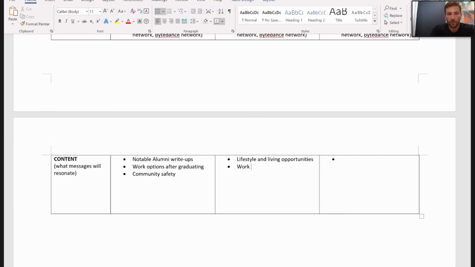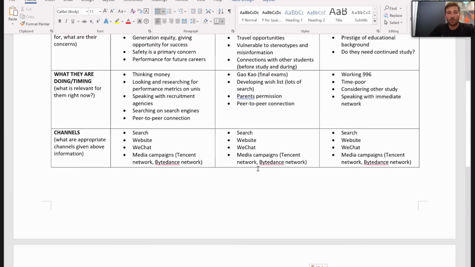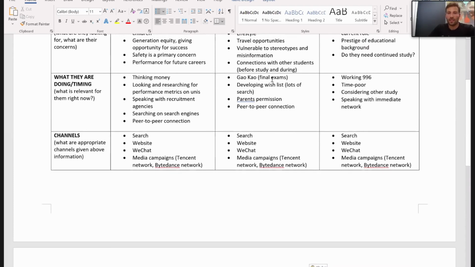Obviously, you're going to be looking for work opportunities after graduating as well. So we're going to copy that across. And then you might be looking at other things. If we look back up to what they're doing, they're doing the Gaokao exams, they're developing a wish list, they're looking for peer-to-peer connections.